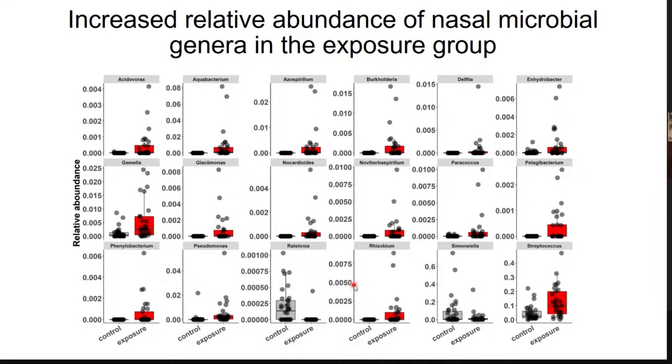And this is a different way to show all these bacteria which are enriched in the exposed group. The red bars are the exposure group, and the black bars are the control group. You can see most of the significantly different bacteria are increased in the exposed group, not in the control group.